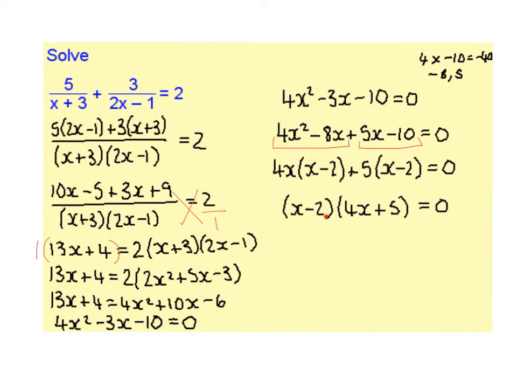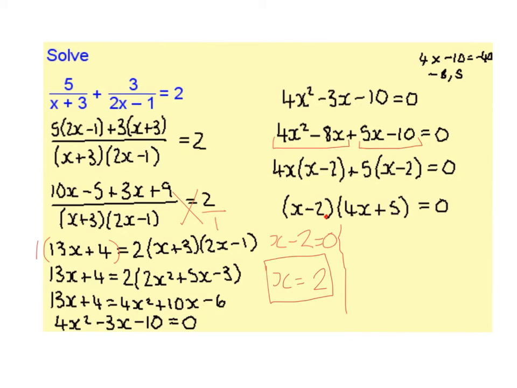So 4x squared minus 3x minus 10 factorizes to x minus 2 multiplied by 4x plus 5. Now I have not solved yet. So what I need to do is split this into two parts. And I'm going to say x minus 2 equals 0. And then all I have to do is solve for x, so I'm going to bring the minus 2 over the other side, and I'm going to end up with x equals plus 2.